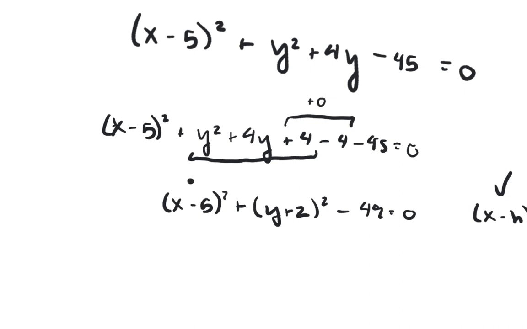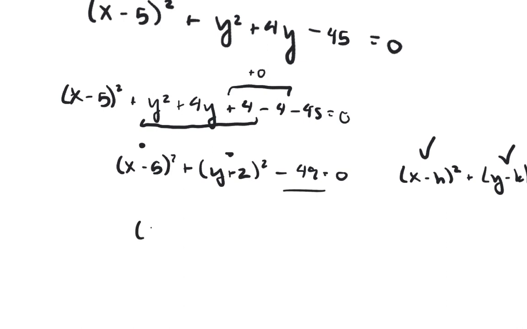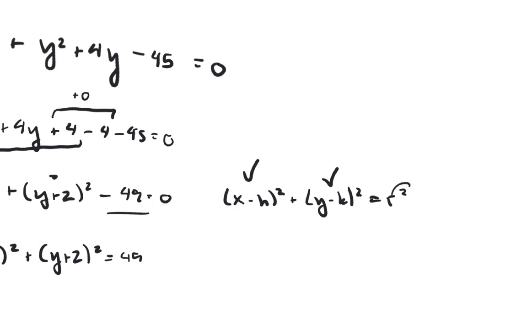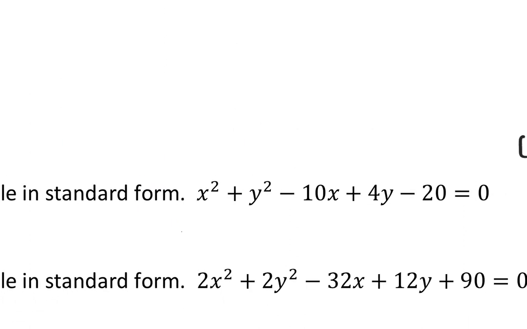Those are taken up by this and that. But what we need to do is rearrange this negative 49. You have x minus 5 squared plus y plus 2 squared is equal to 49. If we look at the equation here, we want our value to be squared. So instead of 49, we're going to write 7 squared. That makes the equation of our circle in standard form (x minus 5) quantity squared plus (y plus 2) quantity squared is equal to 7 squared.